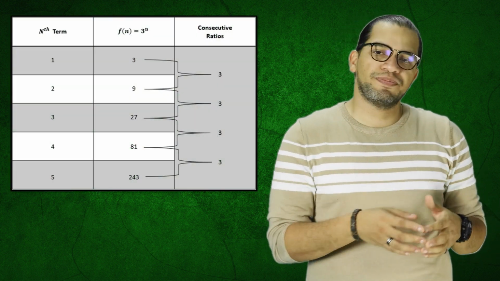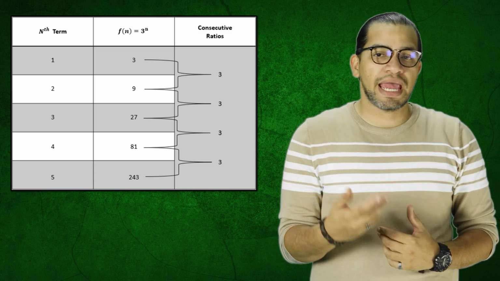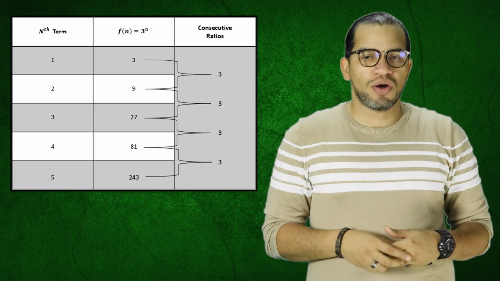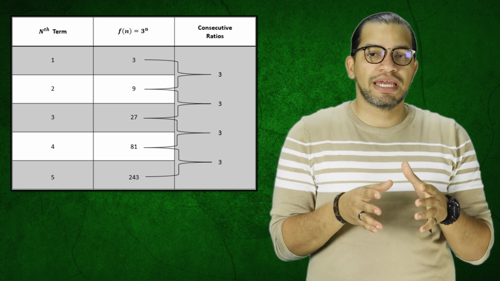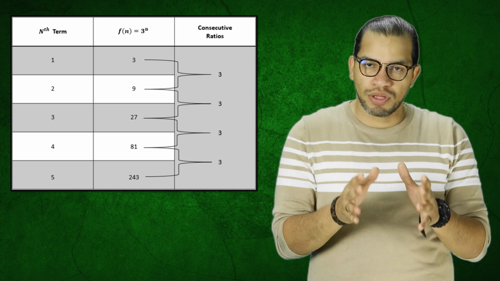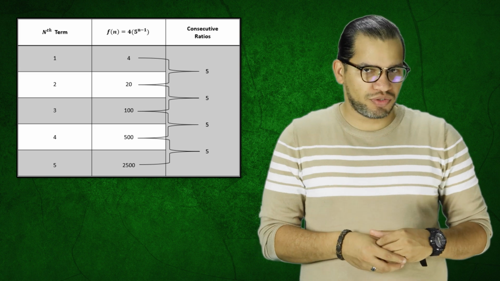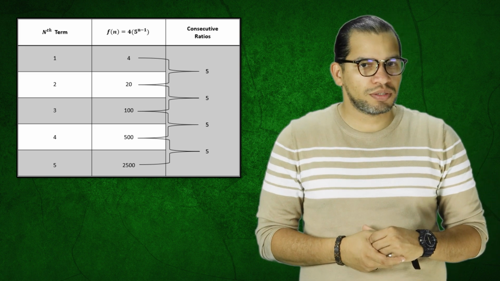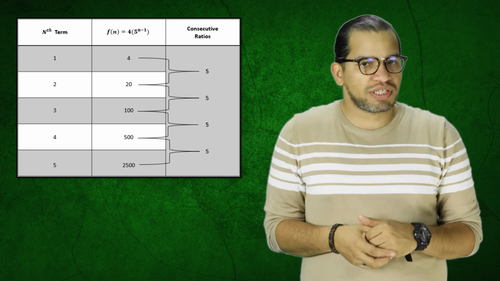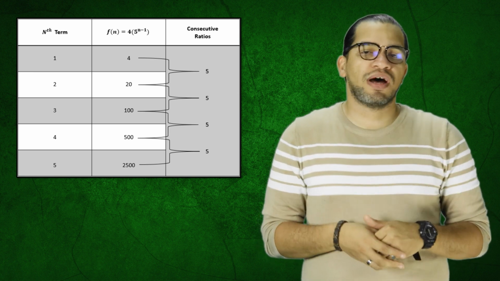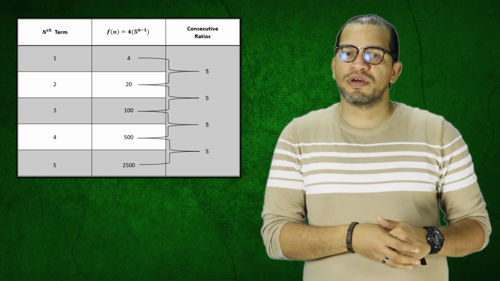Now, let us take into account the sequence given by 3, 9, 27, 81, and so on. If we take all of the consecutive ratios, we get the constant value 3. Thus, this sequence is geometric. Now, if we take the sequence expressed by 4, 20, 100, 500, 2500, and so on, then if we take all of the consecutive ratios, we get the constant value of 5. Therefore, this is also a geometric sequence.